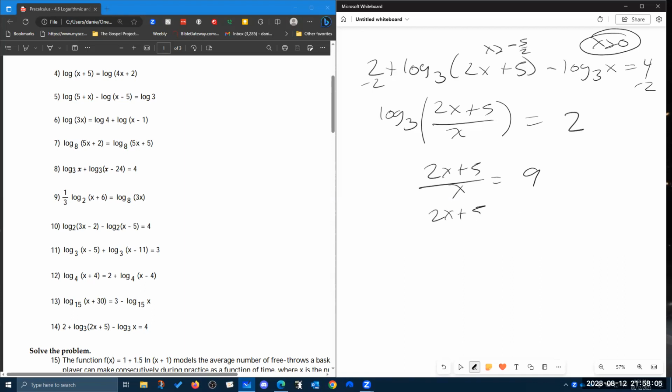2x plus 5 equals 9x. Subtract 2x from both sides. 7x equals 5. X equals 5 sevenths. And 5 sevenths is greater than 0. So we're in good shape.